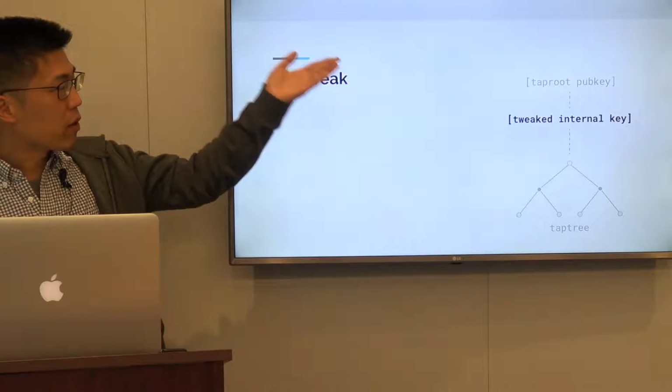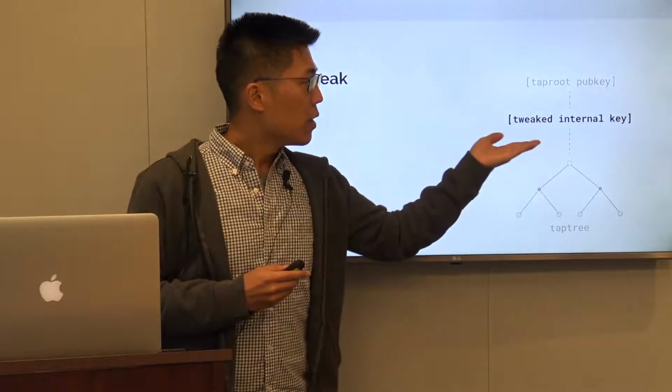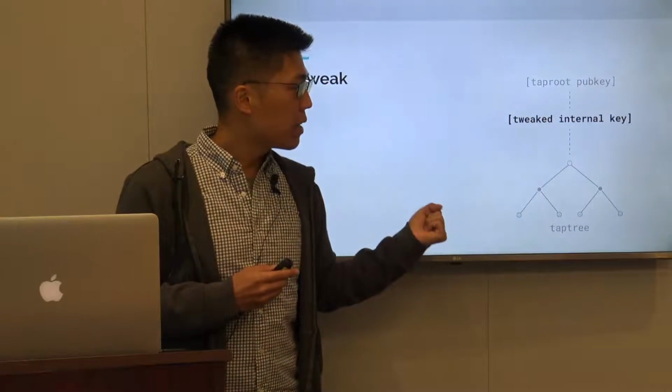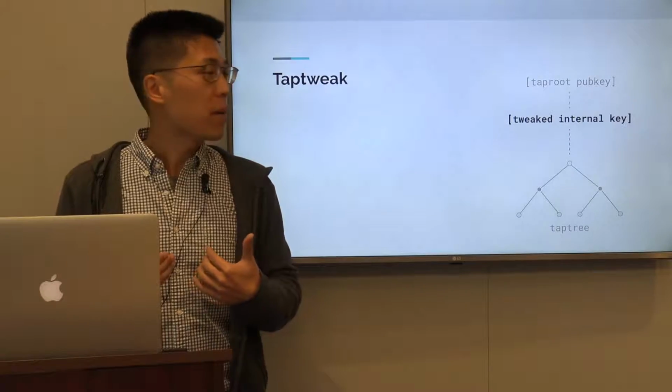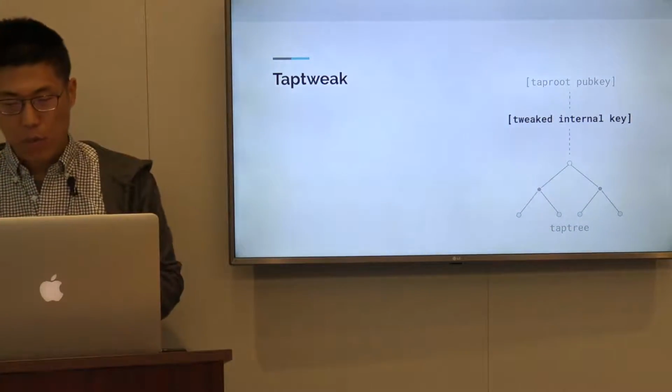So if we look back at our overview, currently looking at the tweaked internal key. The tweak is how we commit data, or in the specific case of Taproot, how we commit the different tapscript spending paths into a Taproot output.